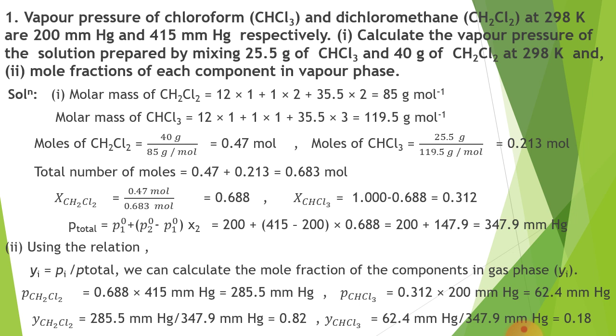Now, after solving this, we get one more piece of information: the more the mole fraction, the more will be the vapors. That means here dichloromethane is more volatile than chloroform.